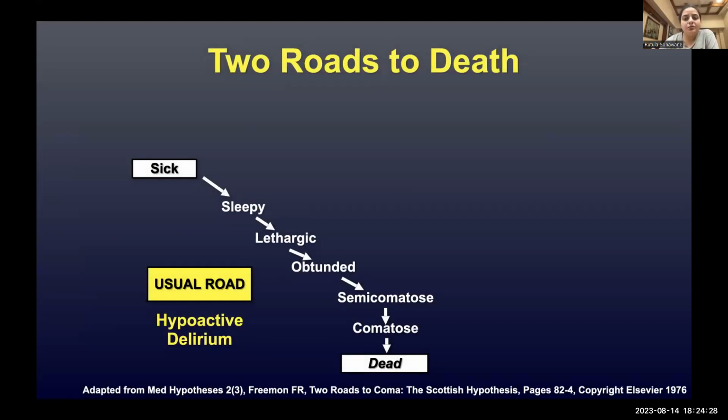So coming to the two roads of death in delirium patients: the patient is sick, gets sleepy, lethargic, obtunded, semi-comatose, comatose, and then he dies. This is hypoactive delirium. Usually this is what happens when the patient deteriorates and dies. So you won't have to do many things for this patient. Usually it's a very peaceful death, unless there are hallucinations in hypoactive delirium as well. Then it might be very distressful, but it is difficult to know if the patient is having any hallucinations in hypoactive delirium.